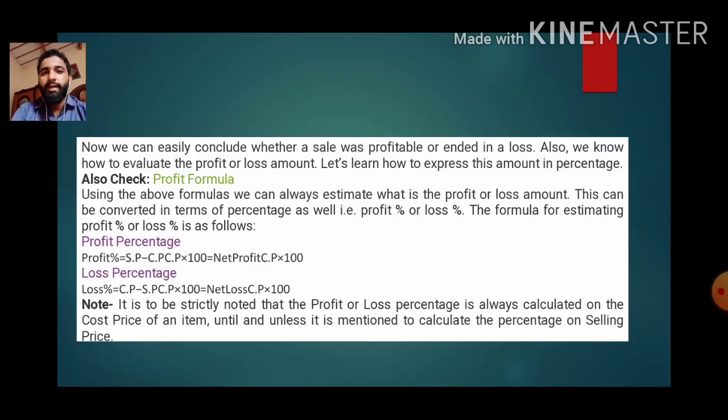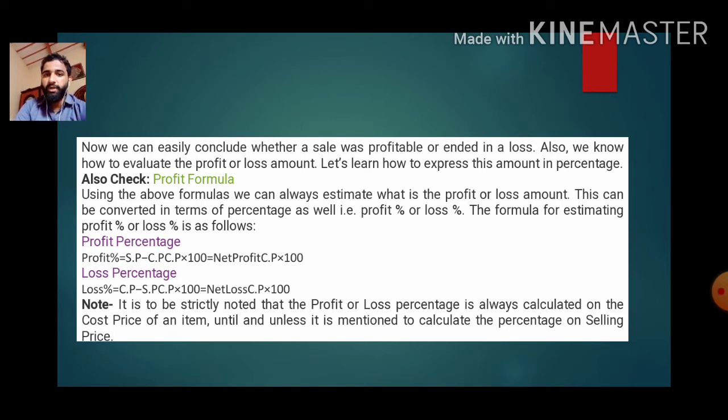Now we can easily calculate whether a sale was profitable or ended in a loss. Also, we know how to evaluate the profit or loss amount. Let's learn how to express the amount in percentage. Using the above formulas, we can always estimate the profit or loss amount. They can be converted into terms of percentage, as profit percentage or loss percentage. The formula for estimated profit or loss percentage is given as follows.